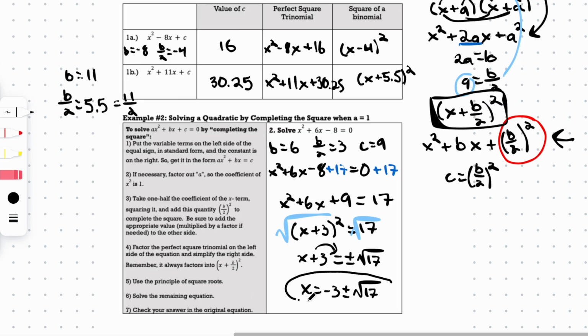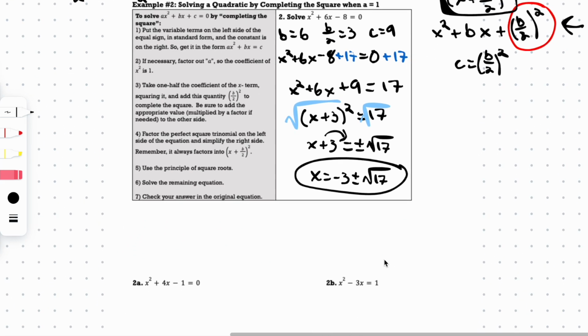That's going to be our answer. Oh, and just keep in mind, once you get this root 17 or whatever number, try to simplify. In this case, it's a prime number. We can't do anything with it. But if you can, definitely simplify. Try to factor out something.